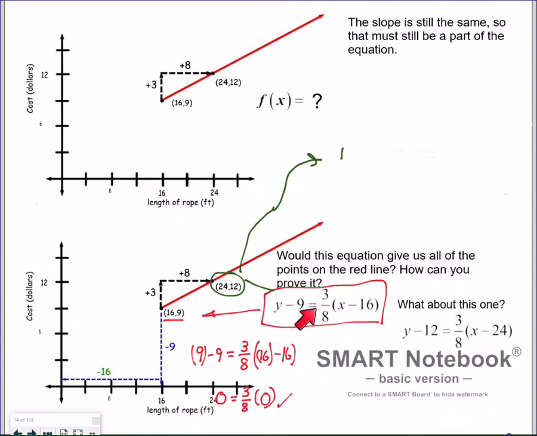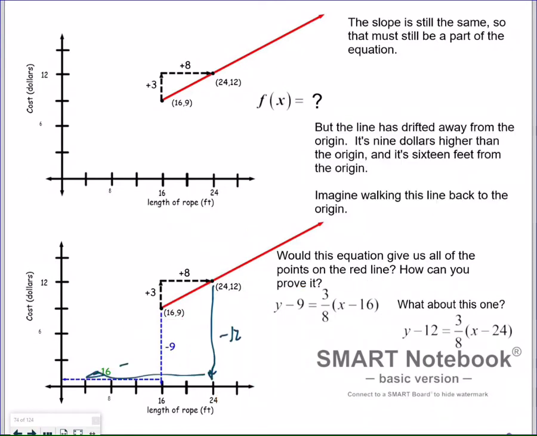But if this is the equation of the line, then all of the other points on this line should also be a solution to that equation. So let me try the point (24, 12). If I put in y equals 12, it'll be 12 minus 9 equals 3/8 times (24 minus 16). Well, 12 minus 9 is 3, and then I have 3/8 of the difference between 24 and 16, which is 8. And of course, that went fast. 3/8 of 8 is 3, so 3 equals 3. Then this is also a solution to that equation, so this must be the equation of that line.